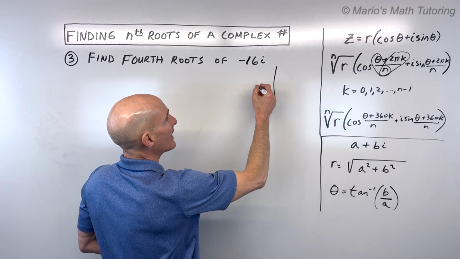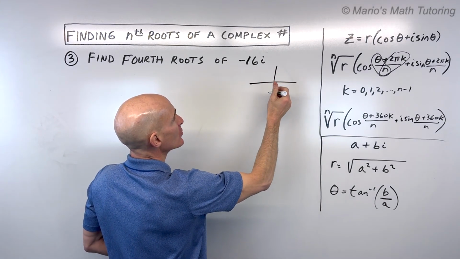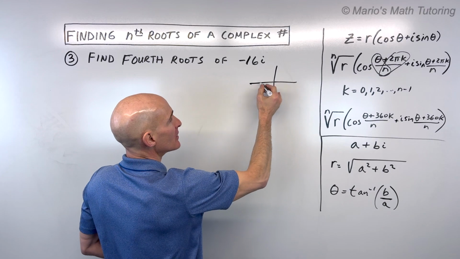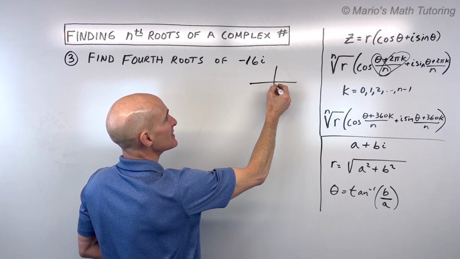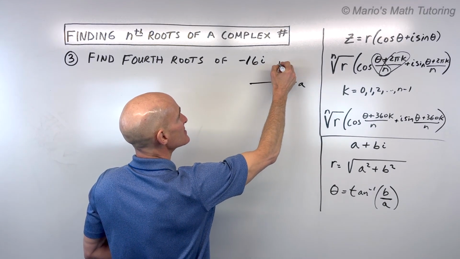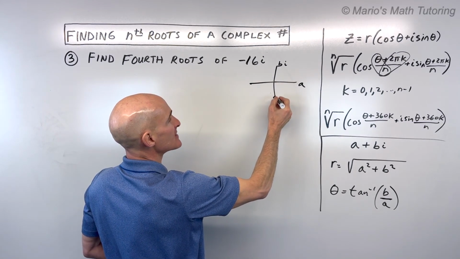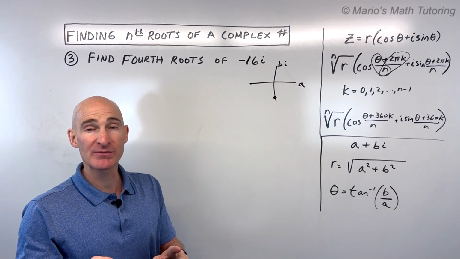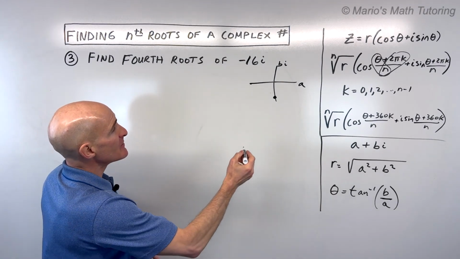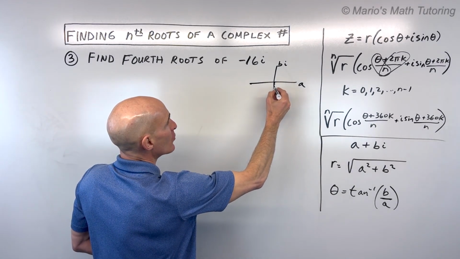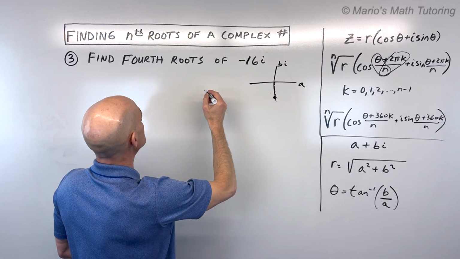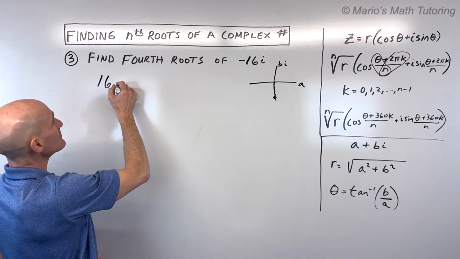Negative 16i. See, this is our real number line. So we're going 0 in the real direction, negative 16 in the imaginary. So this is like a and this is like bi. So we're going down negative 16 right here. So that's the location of our point in the complex plane. So this makes it easy because the r value, that's the distance from the origin, is a distance of 16. So we know r is 16.